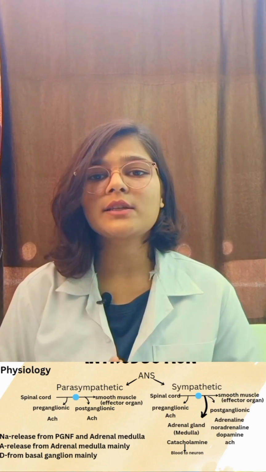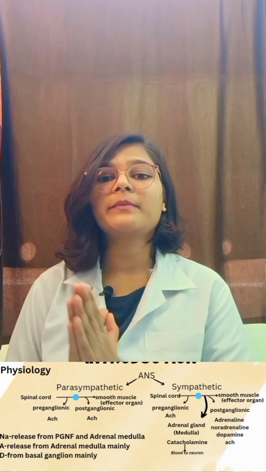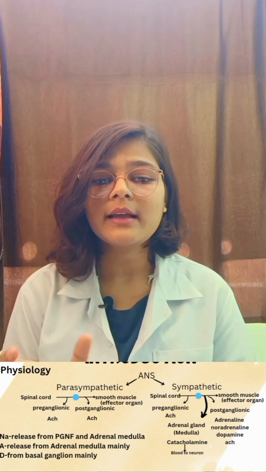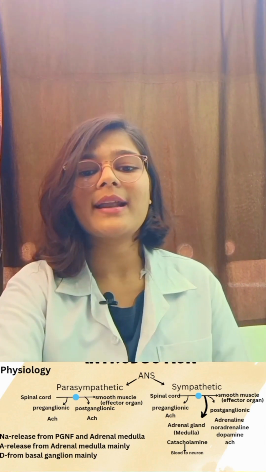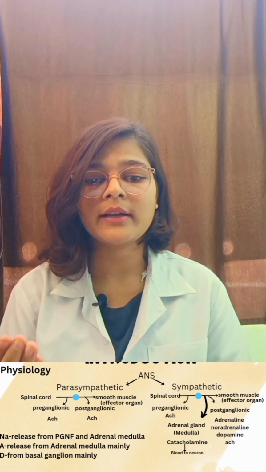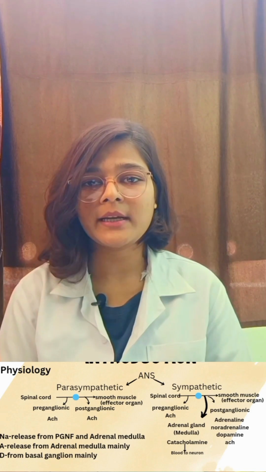Whenever there is a stress situation or activation of the sympathetic system, the sympathetic outflow will be released, and from the spinal cord to the smooth muscle there is a ganglion between them. Before the ganglion is called the preganglionic part, and after the ganglion the postganglionic part. The autonomic nervous system is divided into the parasympathetic as well as the sympathetic system.